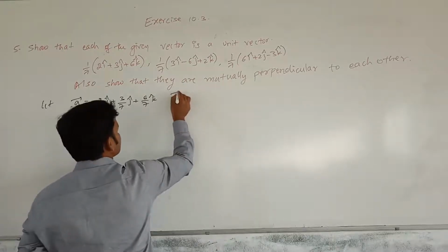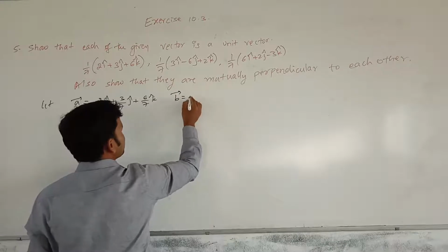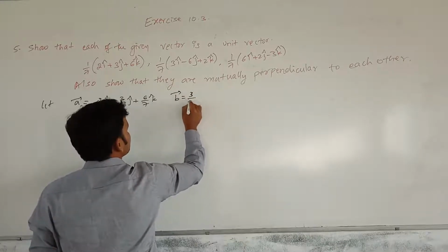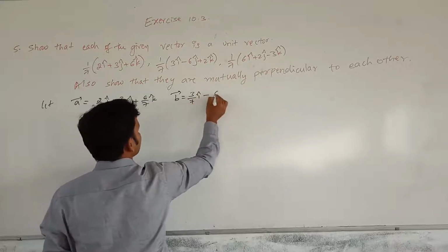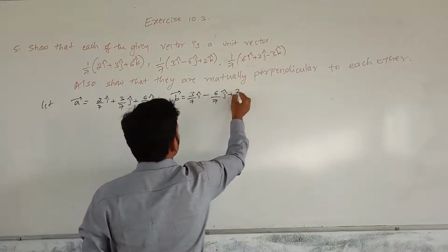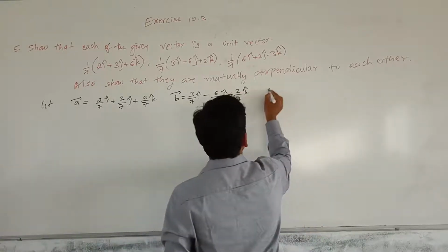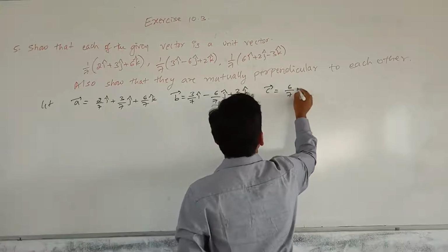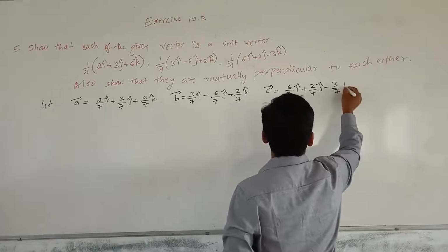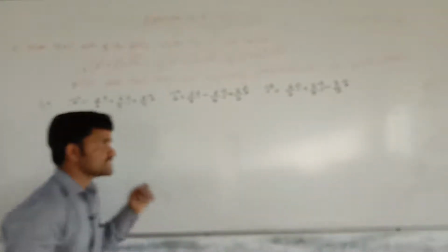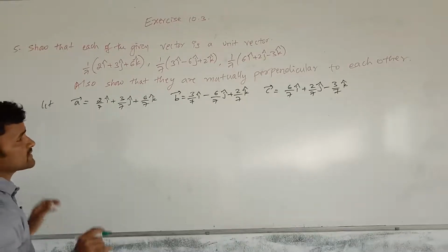And now let me take this as vector B. Vector B, same thing happens here also, 1 by 7 will get multiplied. So this is 3 by 7 into i cap, minus 6 by 7 into j cap plus 2 by 7 into k cap. Next, vector C is equal to 6 by 7 into i cap plus 2 by 7 into j cap minus 3 by 7 into k cap. This is vector C. Now we have to show all three vectors are unit vectors.